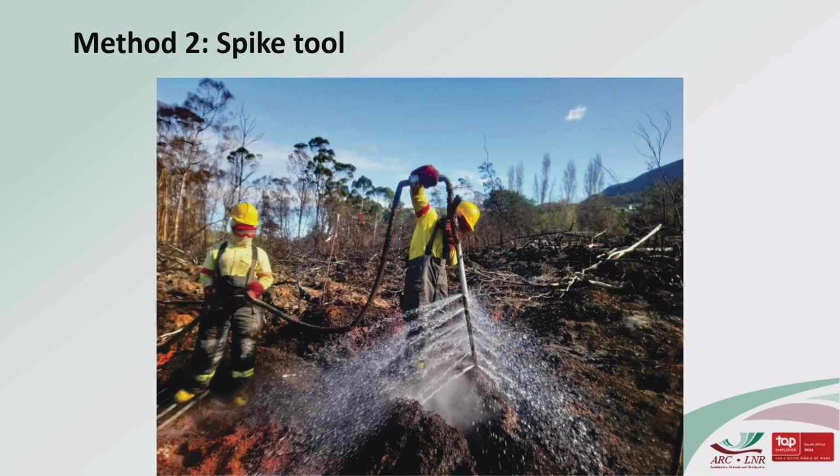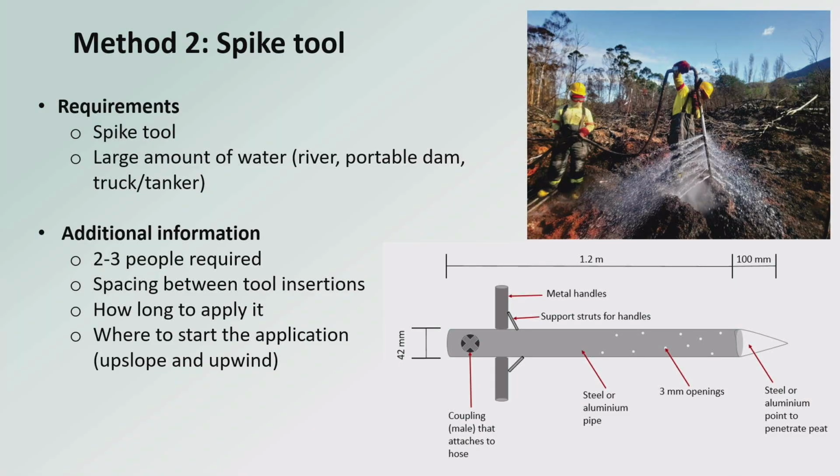This is the spike tool. This has been the most widely used and accepted method. The spike tool is essentially a metal pipe with a T-bar handle, attached to a fire hose, that has small openings at the bottom that you can then insert in the ground and saturate burning peat. It does require large amounts of water. It can be pumped from a river, portable dam, or truck or tanker. These are connected by a fire hose to the spike tool.